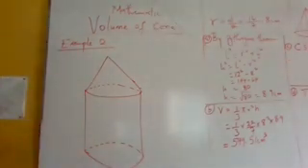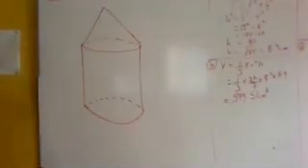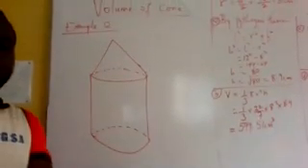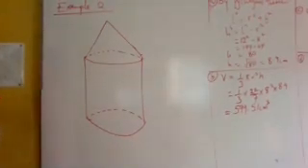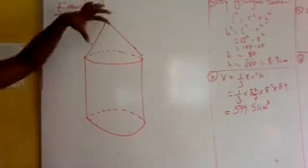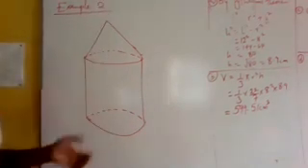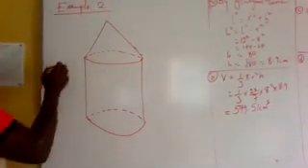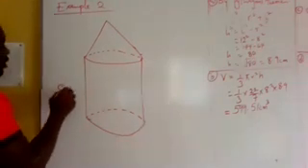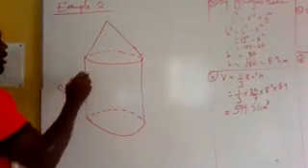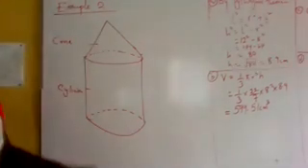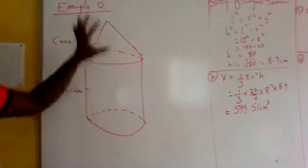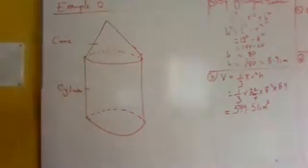So from what we can see here, you would notice that this is what we call a composite shape. Now, what do I mean by composite shape? You have two regular shapes combined together. Now, in this case, you have your cylinder here, and then you have a cone here. I hope you can see that. You have a cylinder being combined with what? With a cone. Cylinder at the bottom, cone at the top.